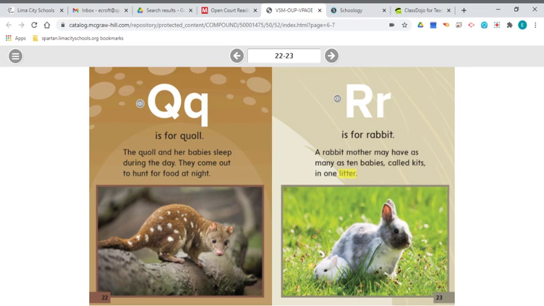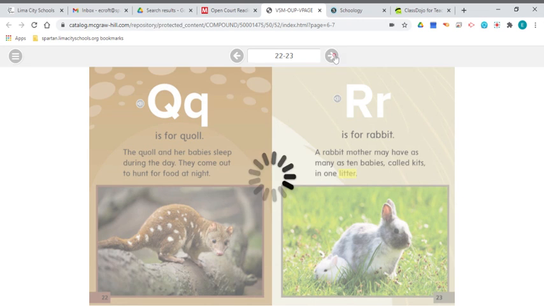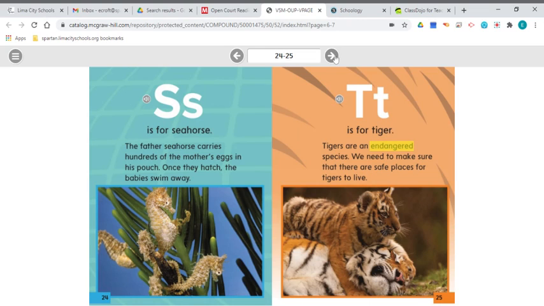R is for rabbit. A rabbit mother may have as many as 10 babies called kits in one litter. S is for seahorse. The father seahorse carries hundreds of the mother's eggs in his pouch. Once they hatch, the babies swim away.